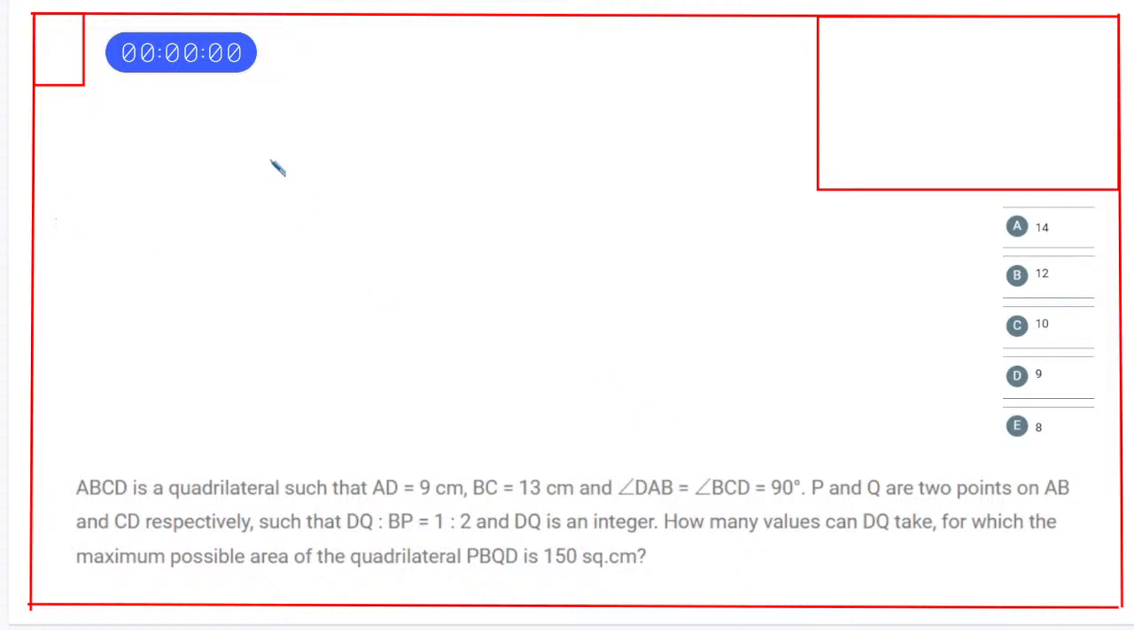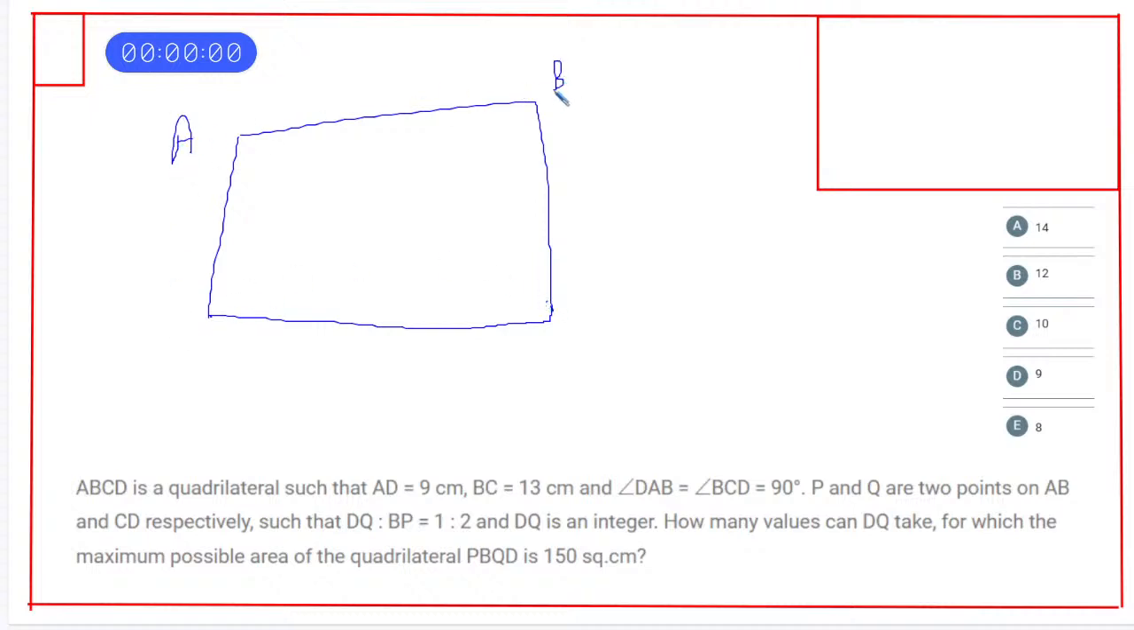ABCD is a quadrilateral such that AD is 9. So, a quadrilateral ABCD. AD is 9, BC is 13. Angle DAB is 90. BCD is 90. P and Q are 2 points on AB and CD.